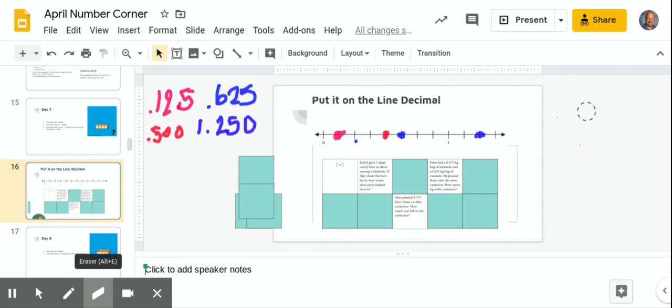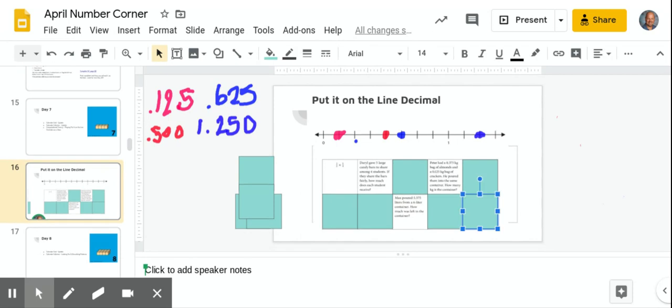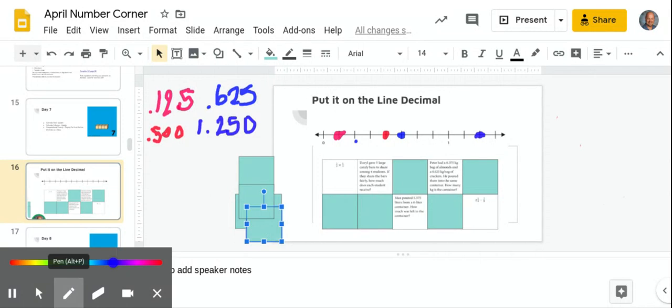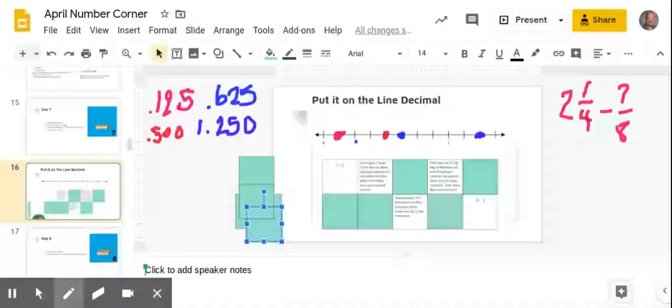All right, next problem. I'm going to select this one for my problem. And we'll slide that card out of the way. It says, what is 2 1/4 minus 7/8? Ooh, good question. 2 1/4 minus 7/8. So I have 2 1/4 minus 7/8. Go ahead and stop the video and figure that one out.